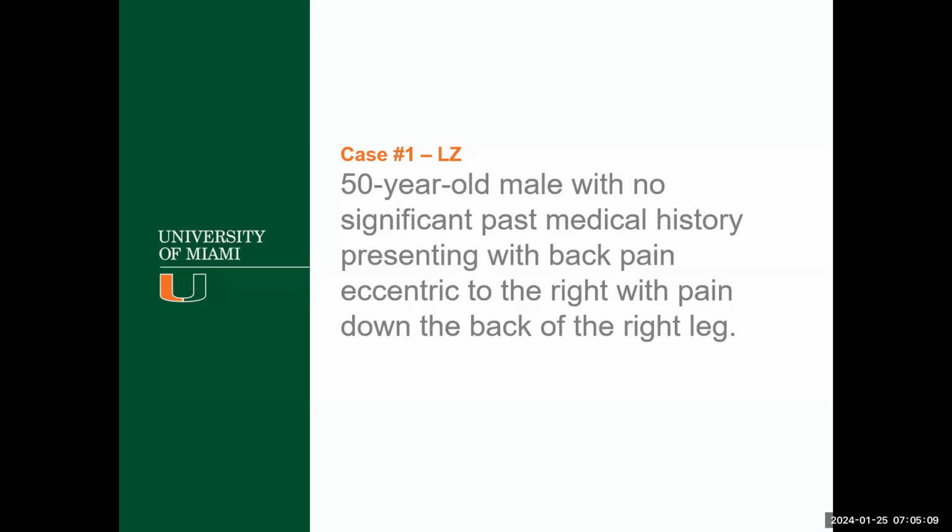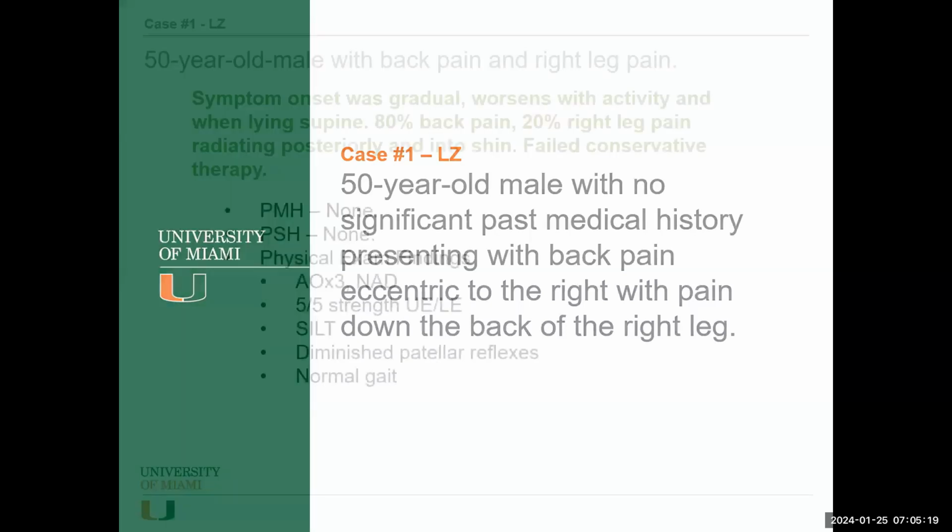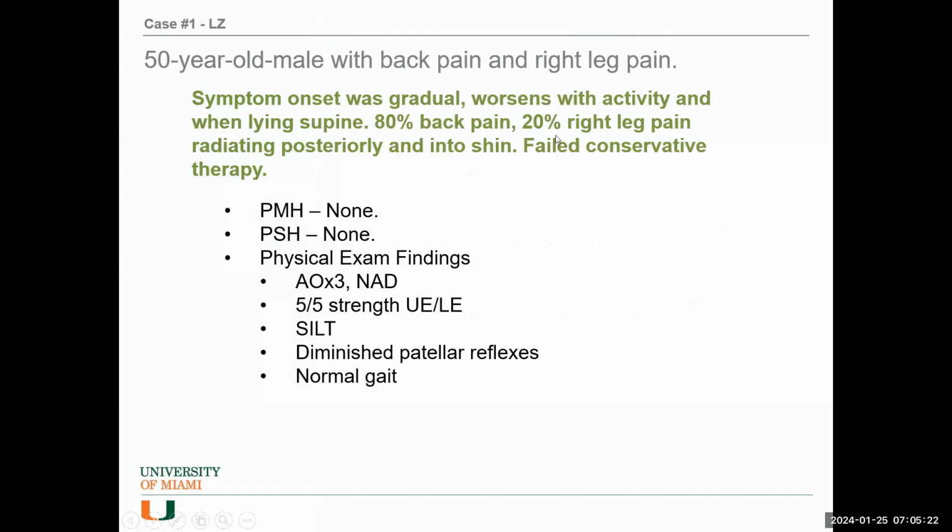It's a 50-year-old male, no significant pathological history, presenting with back pain, centered to the right, and then pain going down the back of his right leg. The symptom onset was gradual, and it worsened with activity and when he was lying supine. The majority of it is back pain, and that right leg pain does radiate posteriorly and into the shin. He initially sought conservative therapy through his primary care prior to getting any imaging and failed all of that, and only progressively worsened, and therefore he got imaging and then was sent to you.